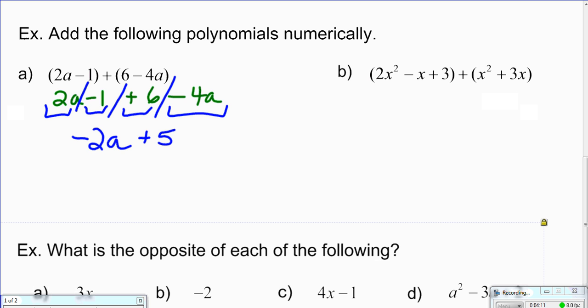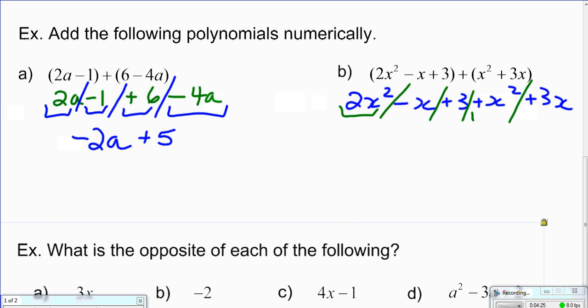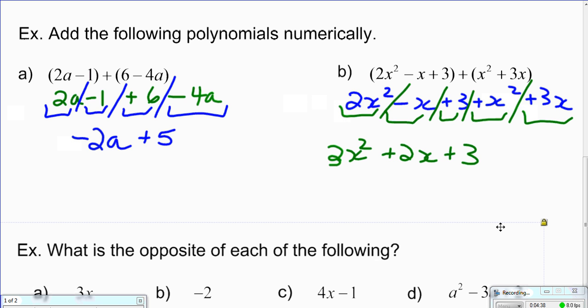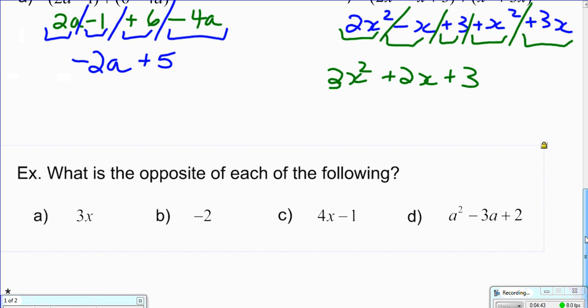Looking at the next example, again, we're adding 2 separate piles. So 2x squared minus x plus 3 plus x squared plus 3x. Separate into terms. Combine like terms, starting with the highest exponent, 3x squared plus 2x plus 3. If you're struggling with those, please come see me, because it's about to get a lot harder. Well, like a medium amount harder.